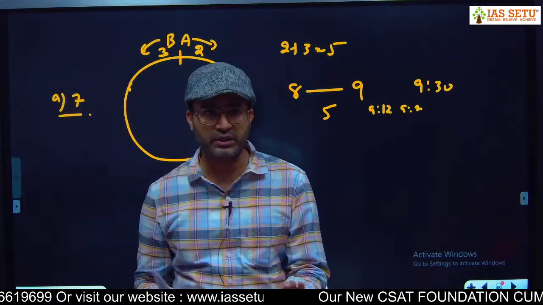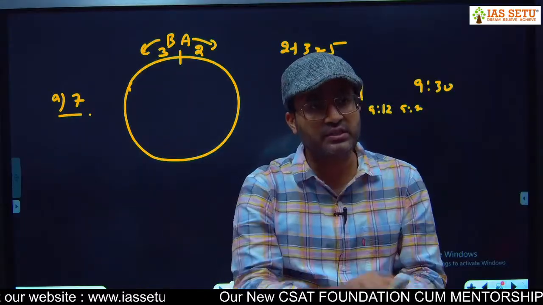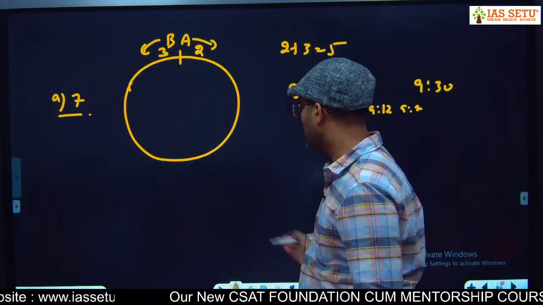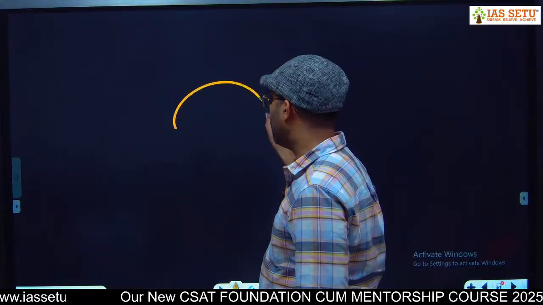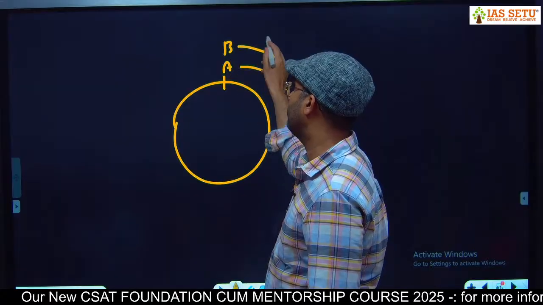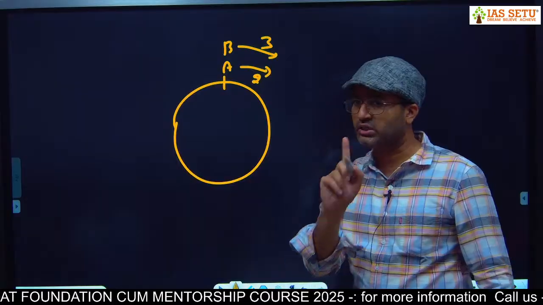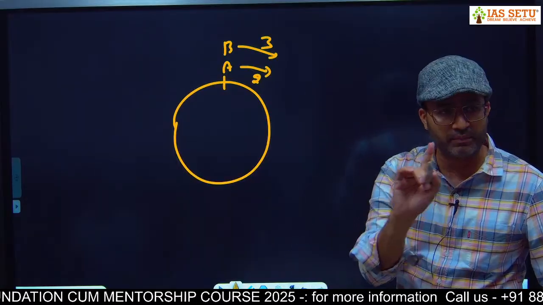You just remember this shortcut. In a circular motion, if there are two persons running in the same direction, अगर इसकी जगह ये होता A and B, A completes 2 rounds in 1 hour, B completes 3 rounds in 1 hour, and in 1 hour how many times will they cross each other? 3 minus 2, 1. तब हम करते हैं subtract.